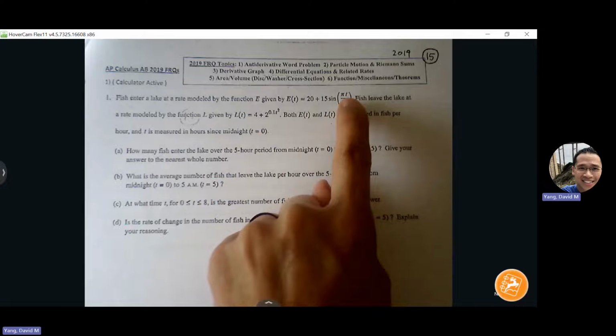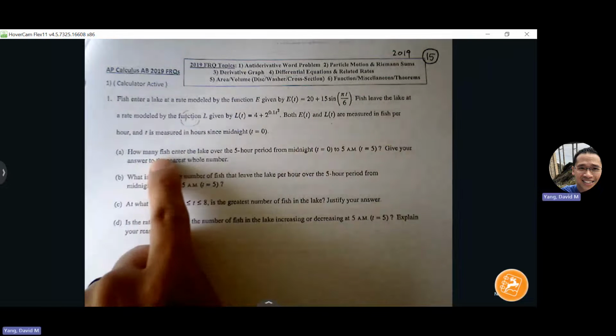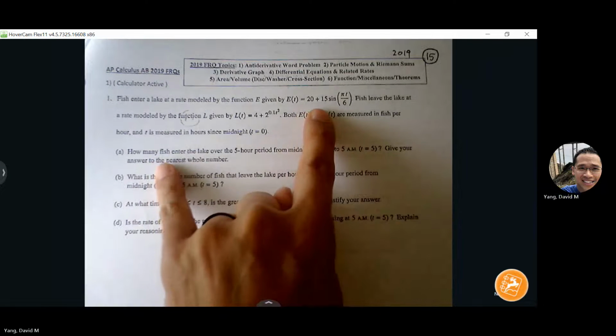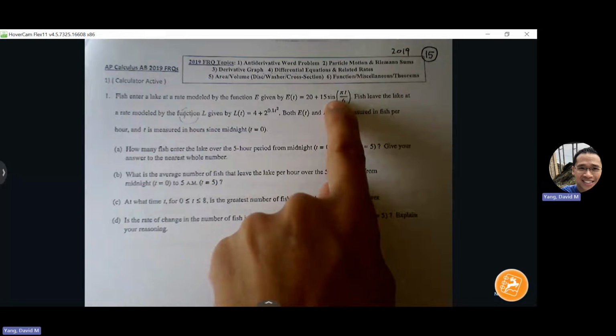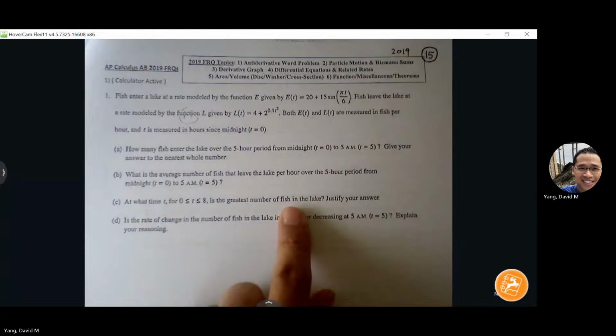Part A, how many fish enter the lake over the 5-hour period? Okay, calculator question. So we have E of t, which is fish per hour. How can I get from fish per hour up to the number of fish? Take the antiderivative, right? That allows us to strip away that denominator per hour. So we take the antiderivative of E of t from 0 to 5. Then we plug that into the calculator and round to the nearest whole number.